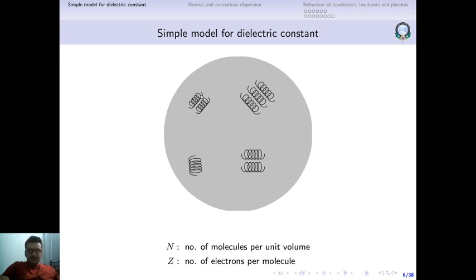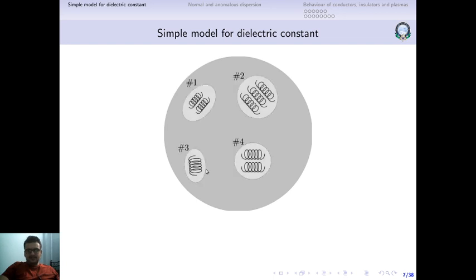Each spring, if it represents an oscillating electron, will have a different characteristic frequency and a different damping constant. Now let us say that these two electrons have the same characteristic frequency and the same damping constant, and these three electrons have the same frequency. Of course, the frequency of this and of this may be different, but these three have the same frequency and the same damping constant. The same holds for this and this. Then we can just group them together.